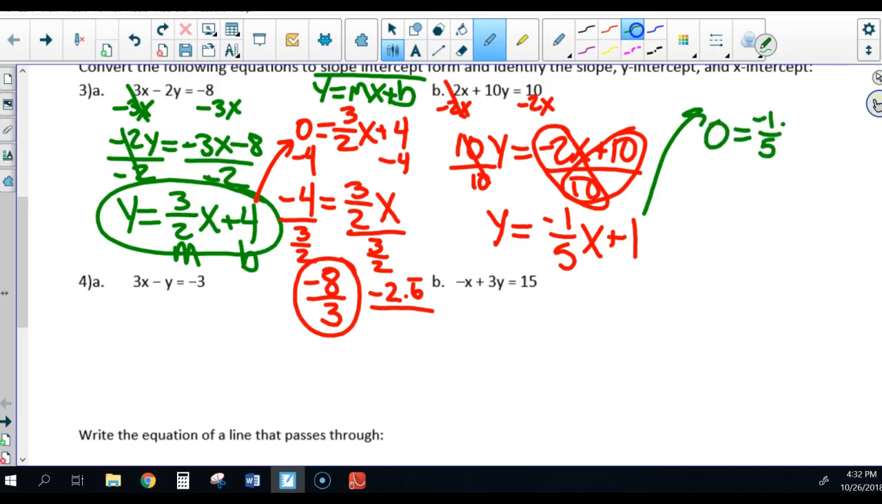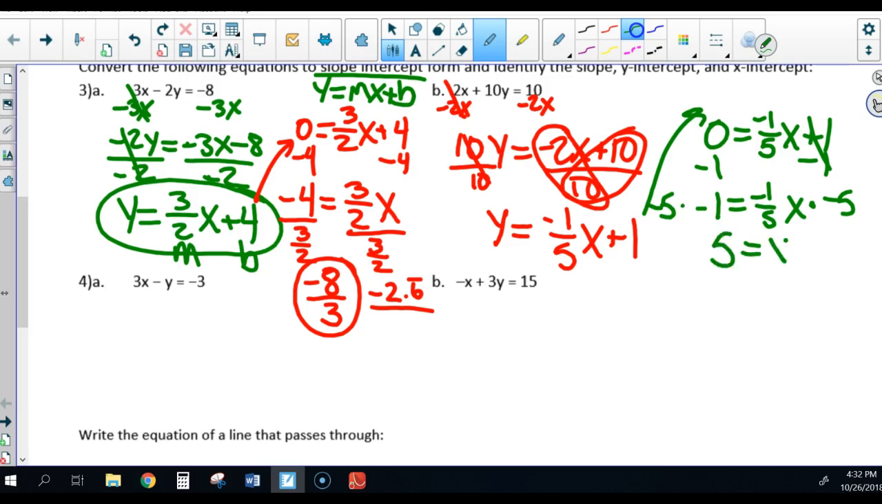Then the x-intercept: take that equation, plug in a 0 for y. 0 equals negative 1/5 x plus 1. Solve it. So minus 1 to both sides, and then negative 1 equals negative 1/5 x. Multiply by negative 5 to cancel out negative 1/5. Negative 5 times negative 1 is positive 5. There's your x-intercept.